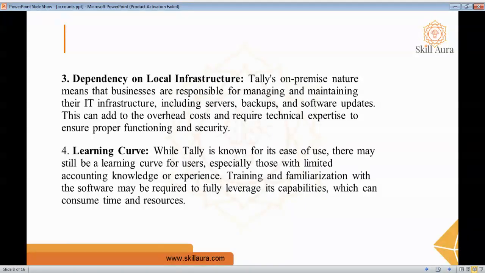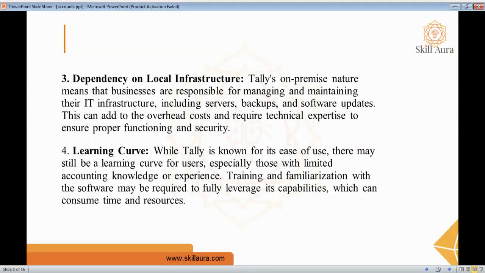This can also be one of the disadvantages of Tally. So let's have an example. A company's server crashes and they cannot access Tally until it's restored. So causing delay in functional operations can be a disadvantage, right?